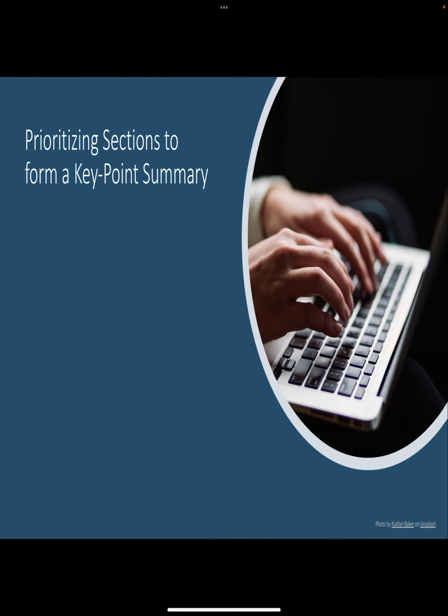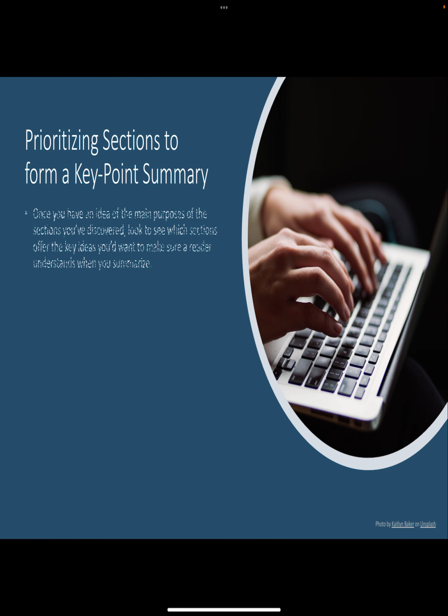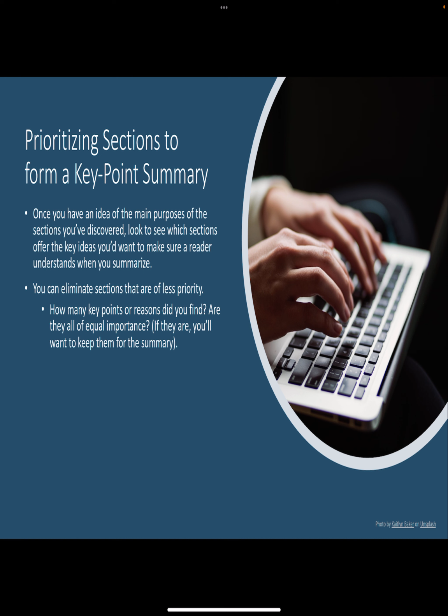So important steps to prioritizing those sections, right? Figuring them out. Once you have an idea of the main purposes of the section, look to see which of those sections offer the key ideas you'd want to summarize to make sure a reader understands them, right? So that includes the reasons as you identify them during the homework. You can eliminate sections that are of less priority when writing the summary. And think about how many key points or reasons did you find? Are they all of equal importance, right?